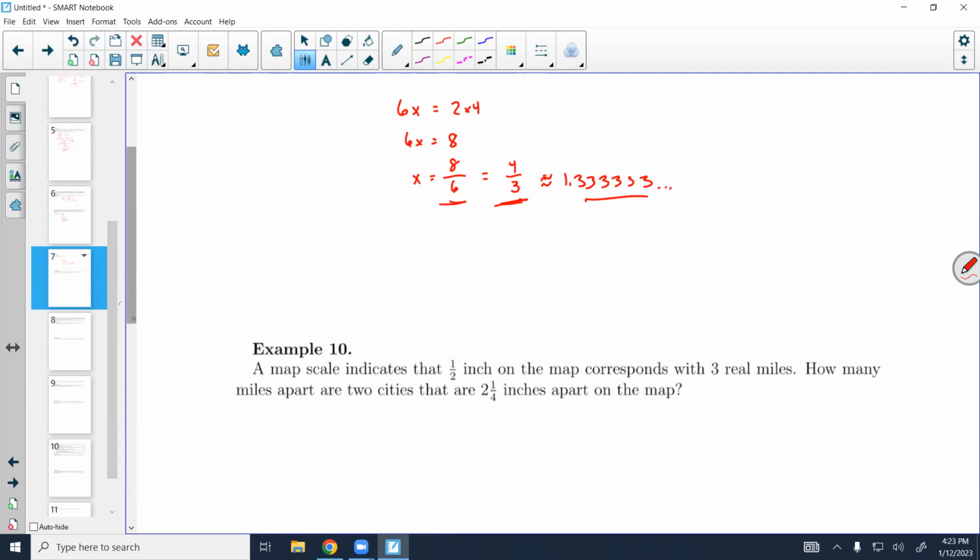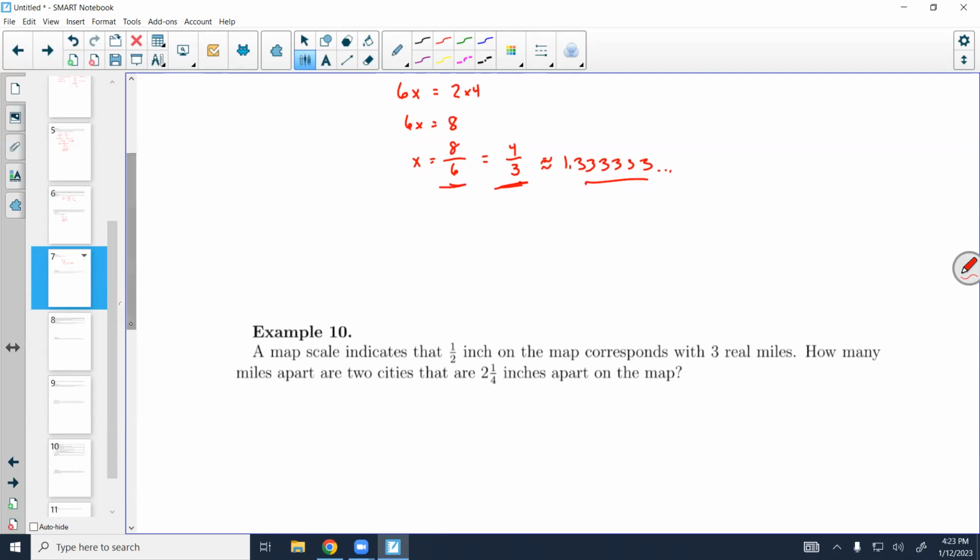So we have a map scale that indicates that 1/2 inch on a map corresponds with 3 real miles. How many miles apart are 2 cities that are 2 1/4 inches apart on the map? So here I am going to go against everything I just said and convert 1/2 to 0.5. And 2 1/4 is what? 9/4, which is 2.25. Okay. That good with everybody?